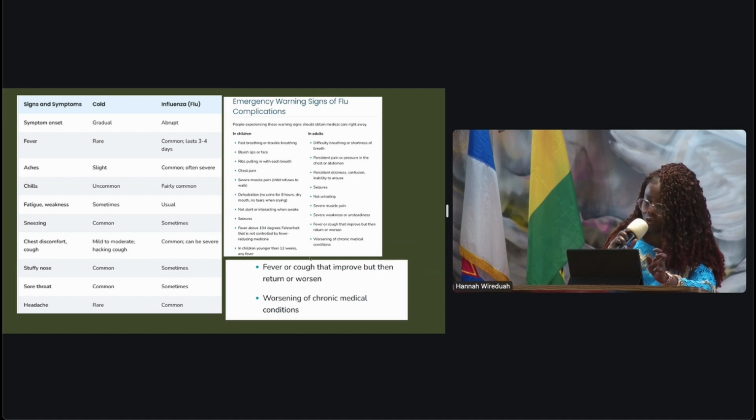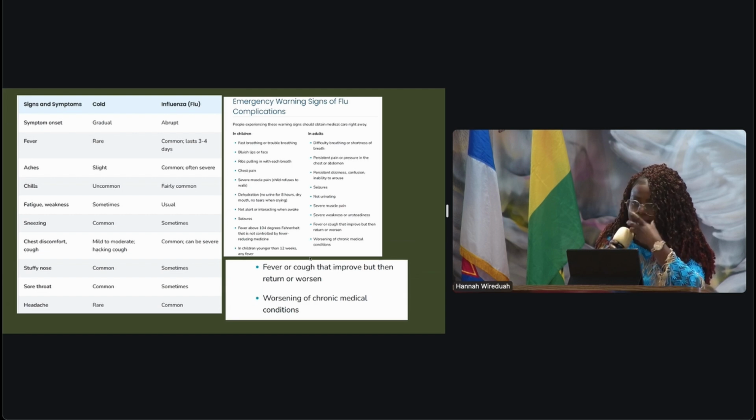And a stuffy nose is very common with cold. But with flu, you can also get a stuffy nose. Sore throat is very common among those two. But it is very common with cold. It's mostly associated with cold than with flu.